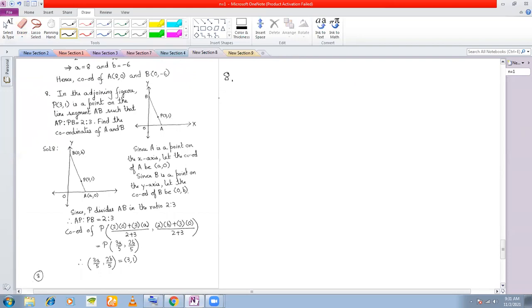In the adjoining figure, P(3, 1) is a point on the line segment AB such that AP is to PB is equal to 2 is to 3. Find the coordinates of A and B. Now this time, P is not given to be the midpoint. This is almost the same as the last problem, except that this is not given to you as the midpoint of AB.